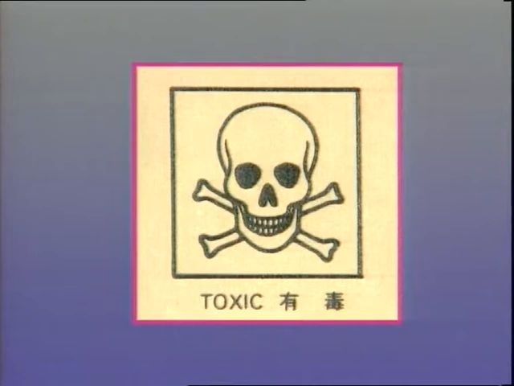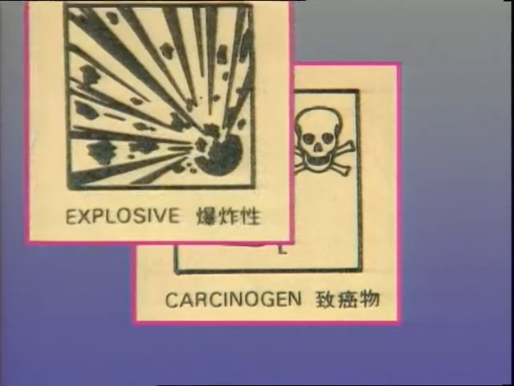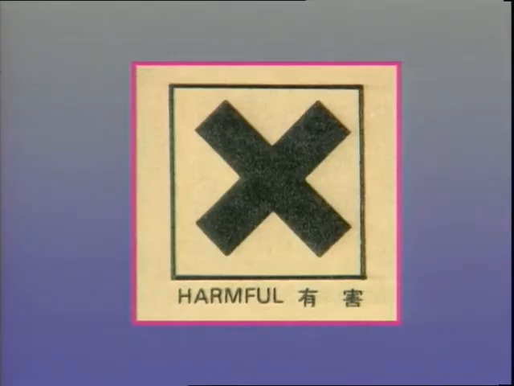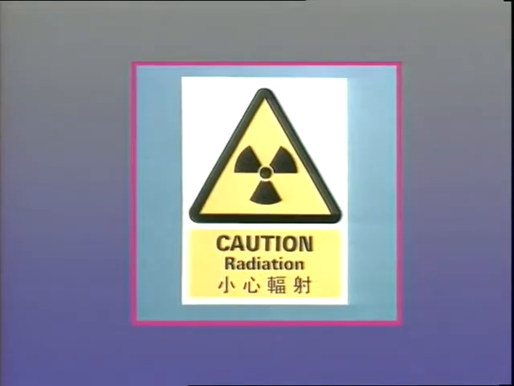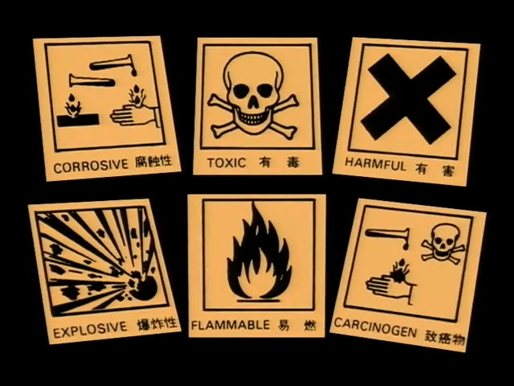Poisonous. Can cause cancers. Will explode by itself. Will explode in a mixture. Can easily catch fire. Can cause harm or irritation. Can give out harmful radiation. If you can identify the hazard warning labels, the risk of accidents caused by the use of wrong chemical substances will be much reduced.